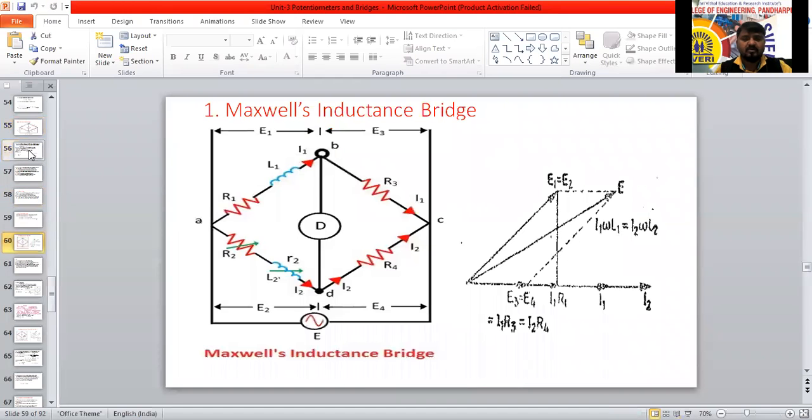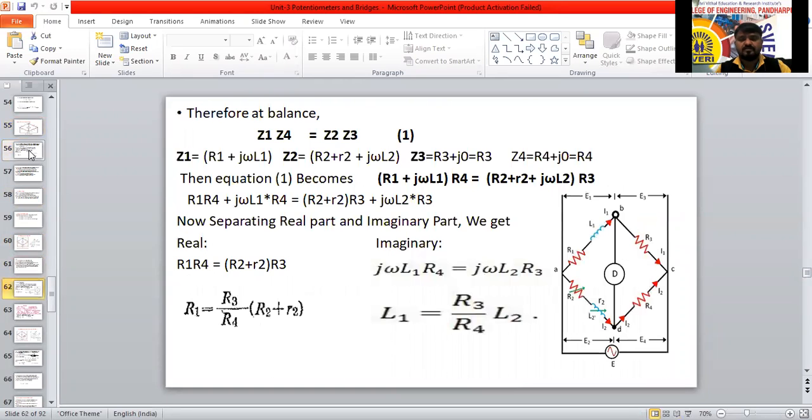Okay, just a minute, I will take the diagrams over there. The same diagram I will take in the next slide.